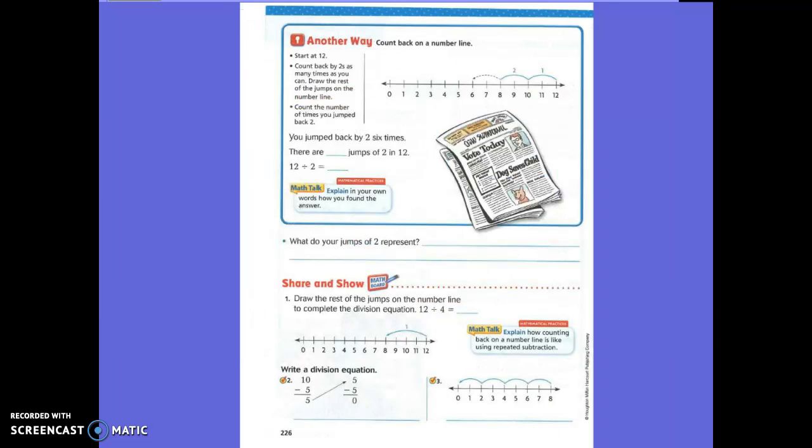Okay, next page. Another way, you're still doing repeated subtraction when you're doing it on the number line, but you're just jumping backwards instead of putting the answer on top and writing what it equals on the bottom, and then the answer on top and writing what it equals on the bottom. Okay? So we're going to do this on a number line now. The same problem, 12 divided by 2, but we're going to do it on a number line.